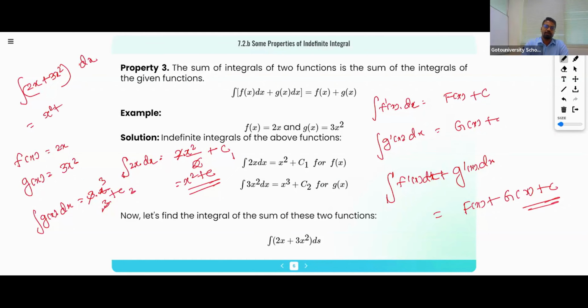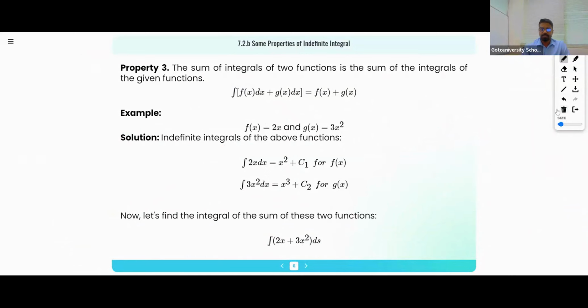That is x square plus x cube plus some constant, and I can say this constant c must be equal to c1 plus c2. In that case, adding the two functions and then integrating will give you a similar set of functions, or equivalent functions, as integrating them and then adding them. That is what this property says. Okay, I hope this is clear. Let's go to the next one.